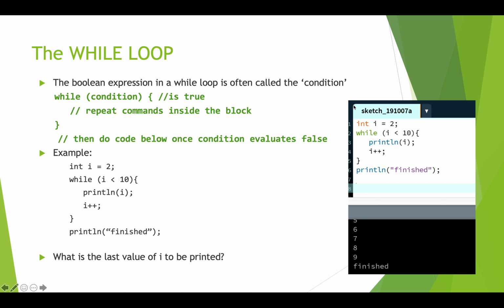And here's what this looks like when you run it in processing. You can see the numbers counting up, and then after we print out 9, the next thing that happens is we print finished, which is the code that comes after the while loop.